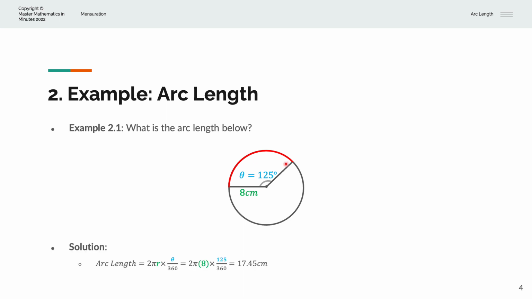So, the arc length is equal to 2 pi r, which is the circumference of a circle, multiplied by theta over 360, because it is a fraction of the circumference of a circle. And that is equal to 2 pi, and we'll replace r by 8, because the radius is 8, multiplied by 125 degrees, which is theta, over 360. And that gives us 17.45 centimeters.